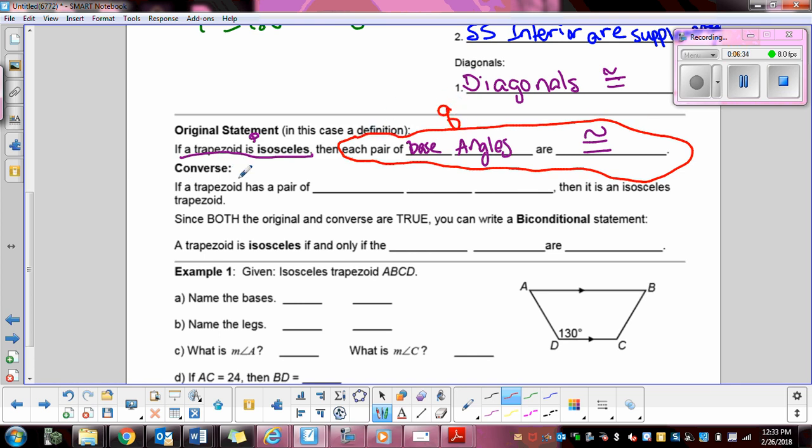The converse of that is, so the converse means we're going to flip it, so we have Q and then P. So we're going to start with Q. If the trapezoid has a pair of congruent base angles, then it is an isosceles trapezoid. So since they're both true, then we can make a biconditional statement. So remember, we're going to have if and only if in there, which is already there. I want you guys to fill it in. Okay?